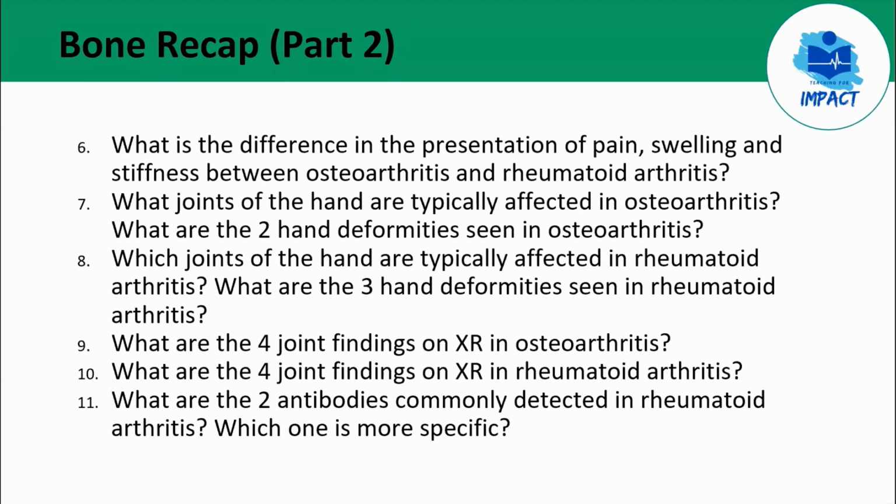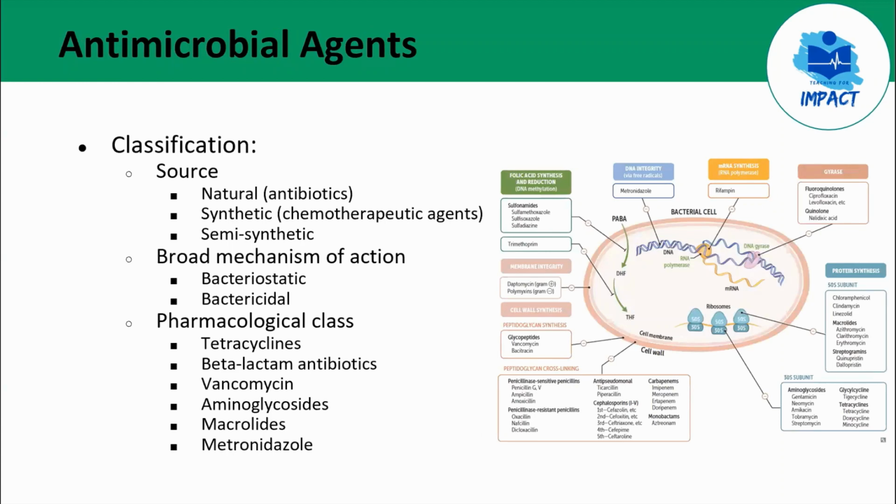Lastly, rheumatoid factor and anti-CCP are measured for suspected RA patients, and anti-CCP is more specific. Wonderful. Moving on to the second part of this lecture, antimicrobial agents. I would first like to talk about the ways we use to classify them.